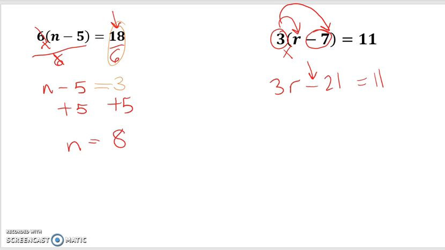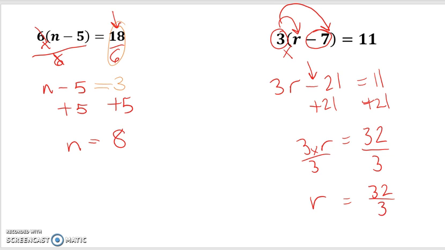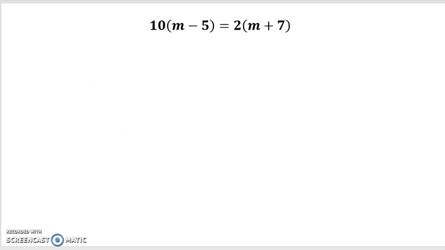The opposite of subtracting 21 is to add 21. We'll add 21 to both sides. So we get 3r equals 32. And then we can reverse the times by 3 by dividing by 3. And then we'll get r equals 32 on 3. This fraction is fully simplified, so I don't need to do anything else. I also don't have to write it as 10 2/3. 32 over 3 is perfectly fine as an answer.